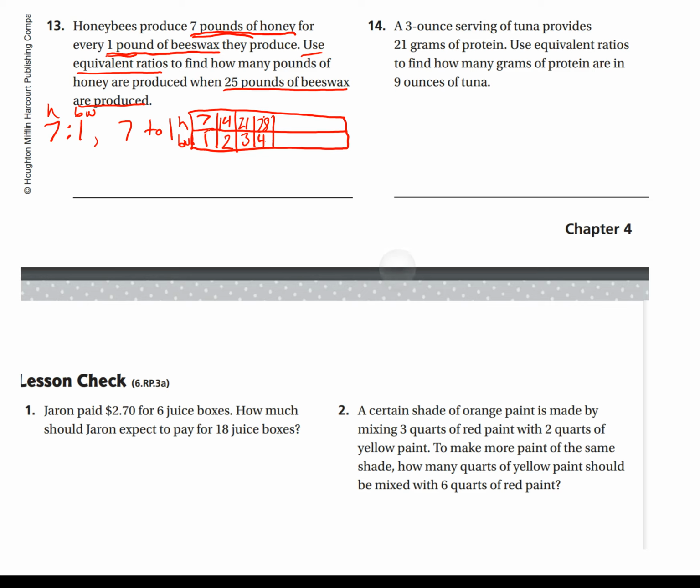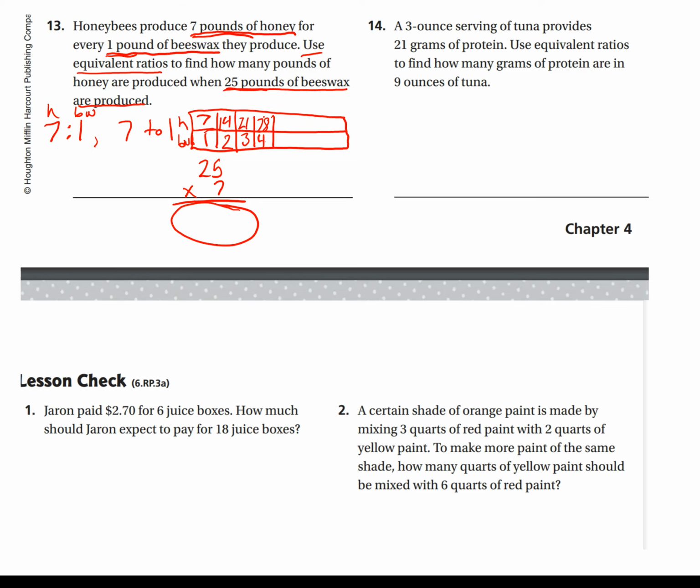So really what we're doing is taking the beeswax times 7. So if I have 25 pounds of beeswax and I follow that rule, I'm going to times that by 7 to find out how much honey I'm going to make. So I'm going to let you go ahead and do that math, and that's where you're going to find your answer.